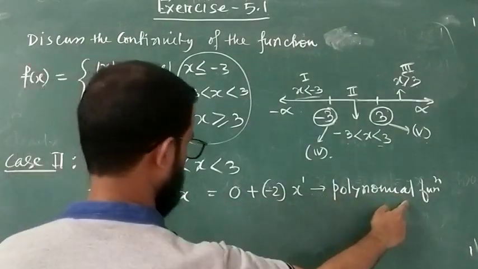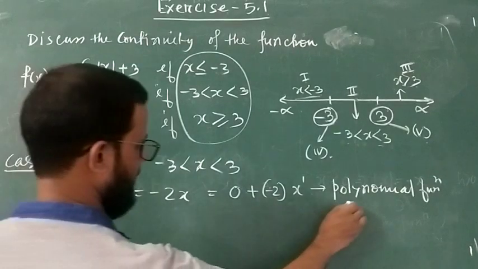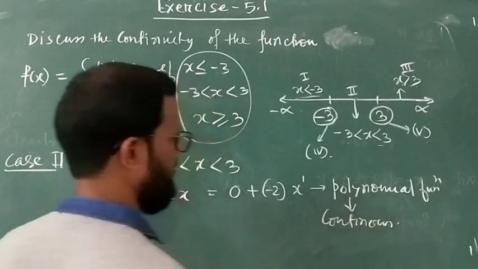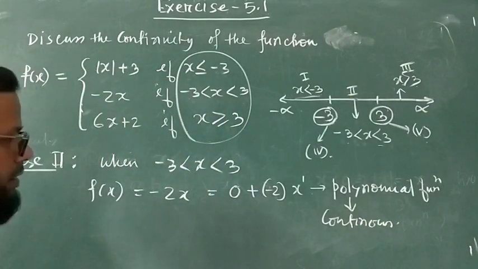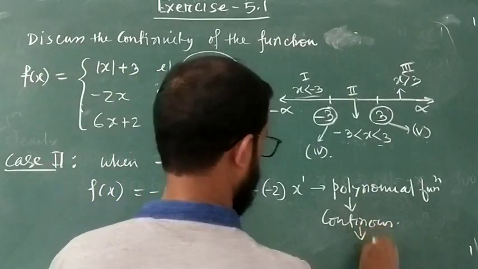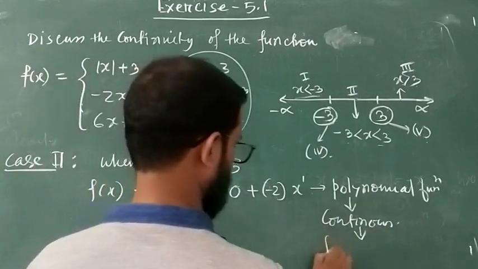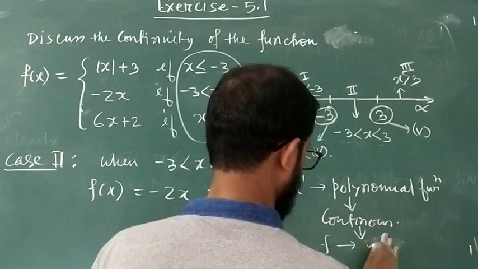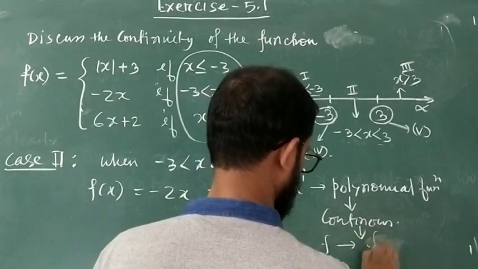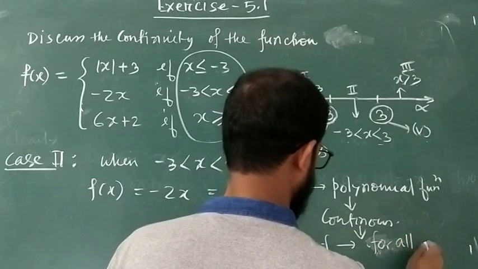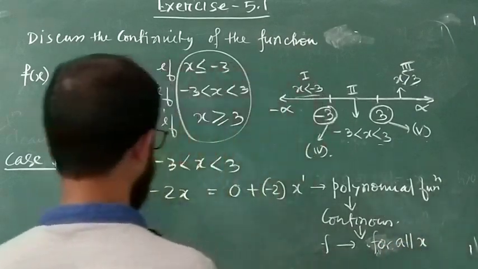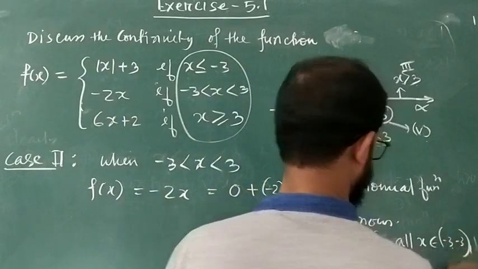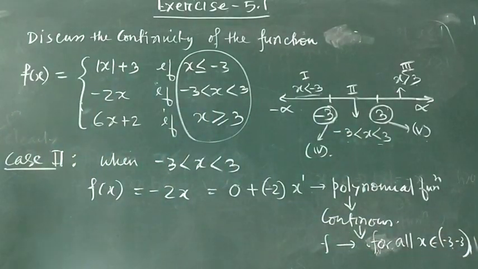It is a polynomial function, and we already know that polynomial functions are continuous. Finally we can conclude that the function f is continuous for all x lying in the interval minus 3 to plus 3.